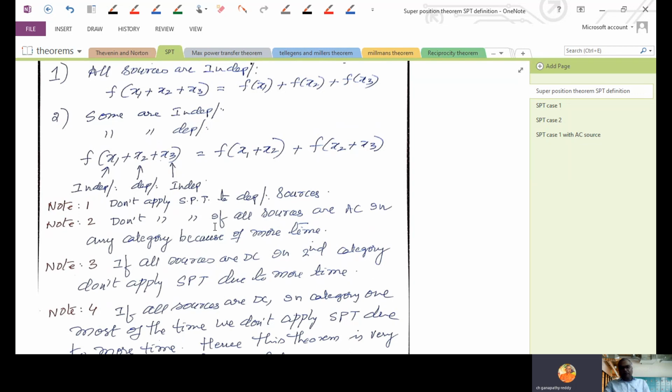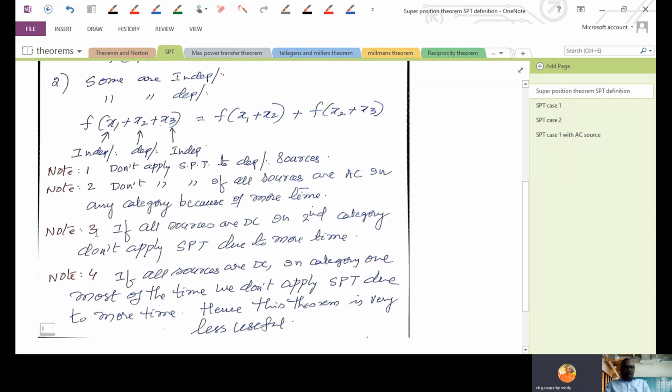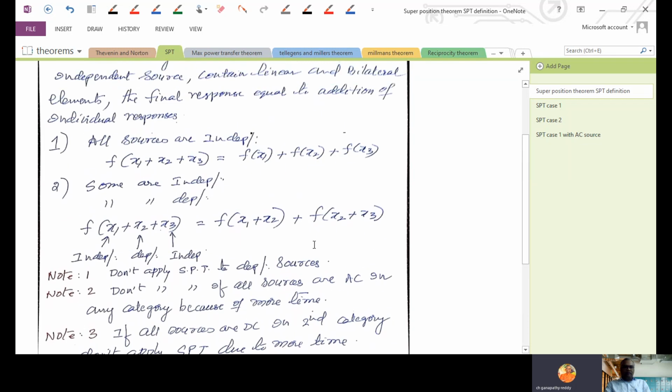But generally from the BTech point of view, sometimes they give all sources as AC and ask you to find a response using superposition. In that case, there is no option, you have to use it. Then the third one: if all sources are DC, in the second category, don't apply the superposition theorem due to more time.